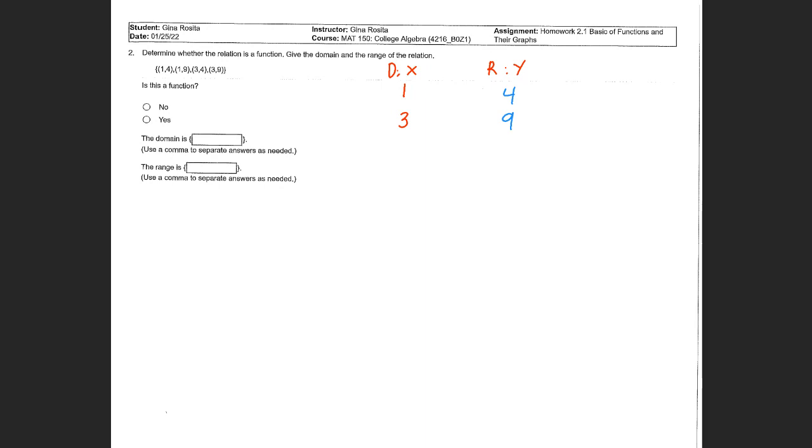Look at (1, 4), (1, 9), and (3, 4), (3, 9). There is more than one y for the same x. So is this a function? Of course not. It's not a function. Now look at the domain. The domain is 1, 3. How about the range? Range is 4, 9. Okay, now go to the next one.